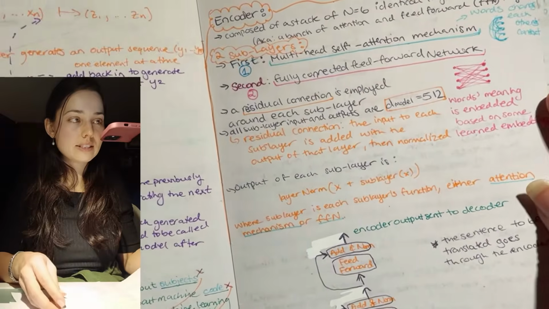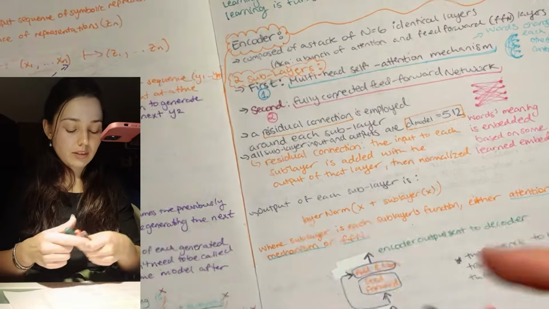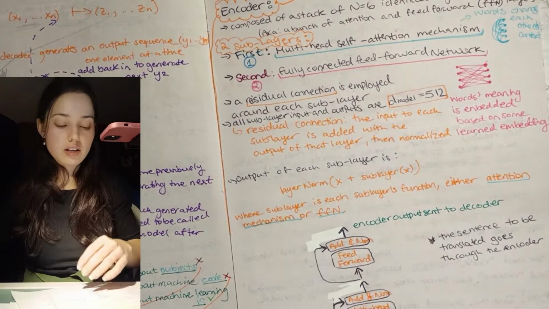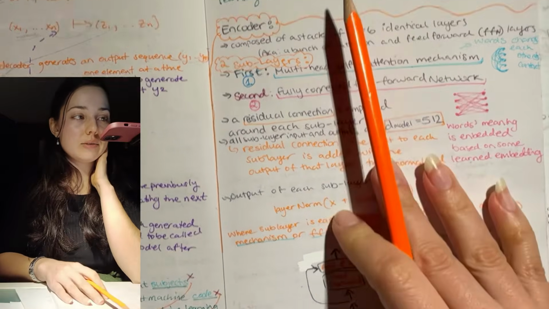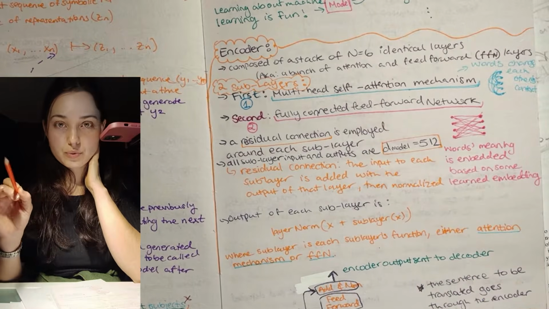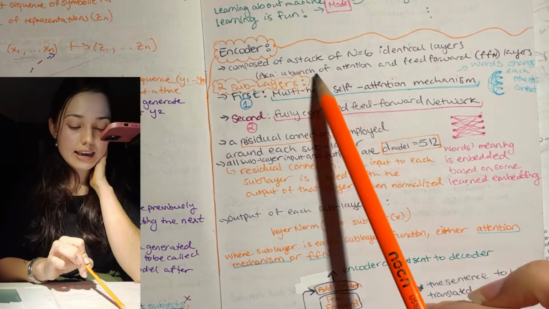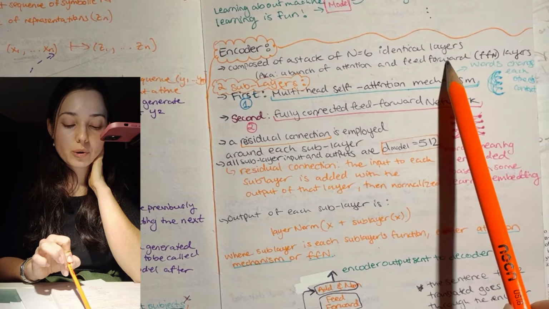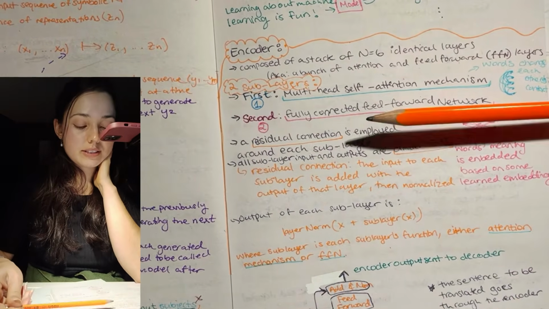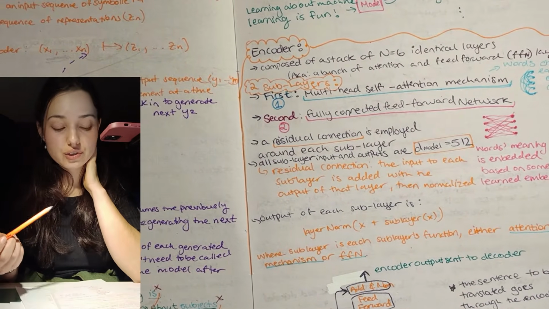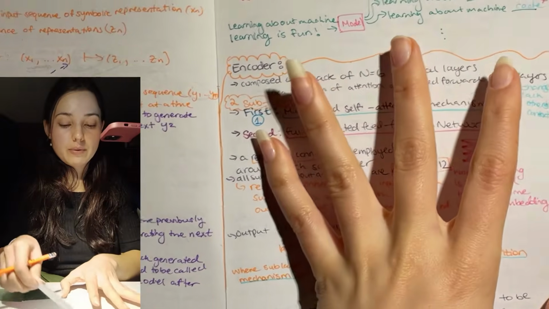Now, let's talk about the encoder. So, let me get my pencil. So the encoder, it says, it's composed of a stack of N equals 6 identical layers, which we discussed, aka a bunch of attention and feed-forward networks. And so these are the two sublayers. It mentions that the encoder has two sublayers. Let's look at it and I'll go through it.